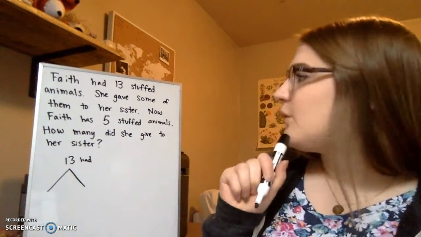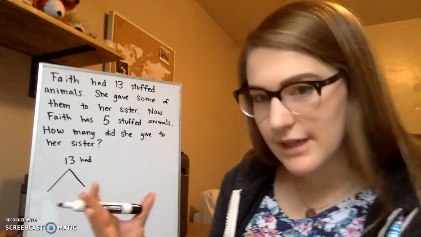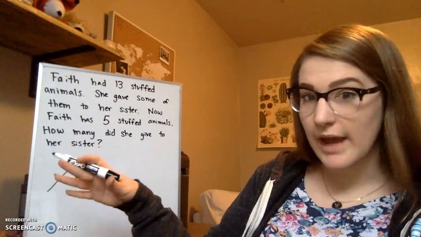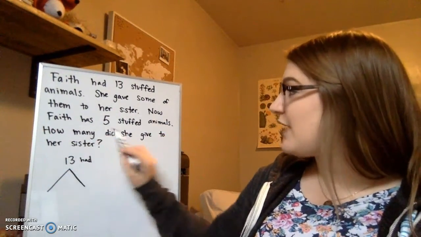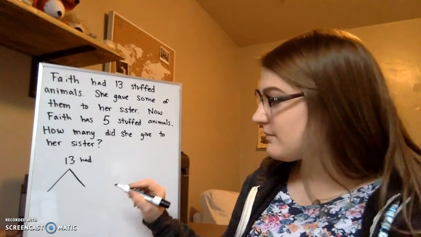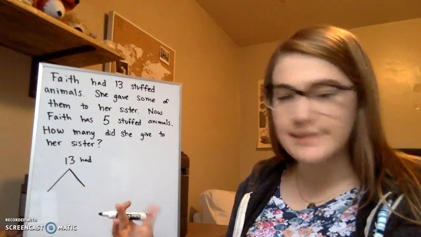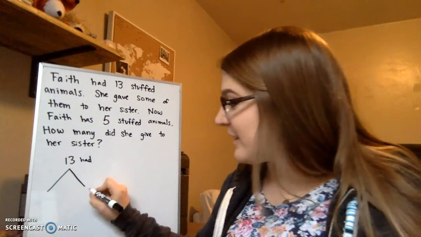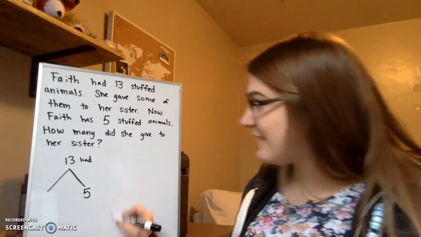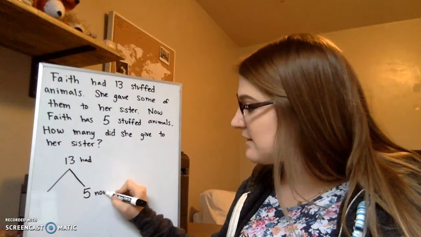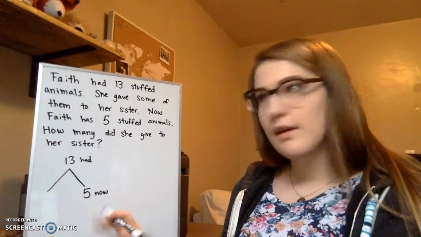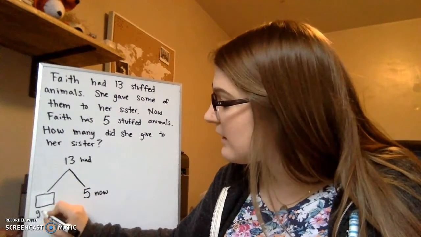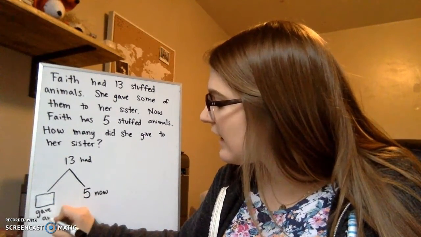Now, what other information does the problem give us? It tells us that she gave some of them away, but now she has 5 stuffed animals. So that sounds like one of my add-ins. Where do my add-ins go? At the ends of our math mountain. So I'm going to put my 5 here, which is how many she has now. Okay, and then here, I know this is going to be the number that she gave away.